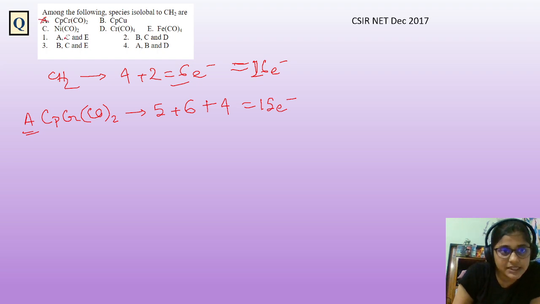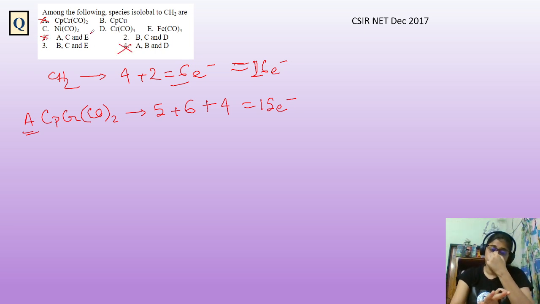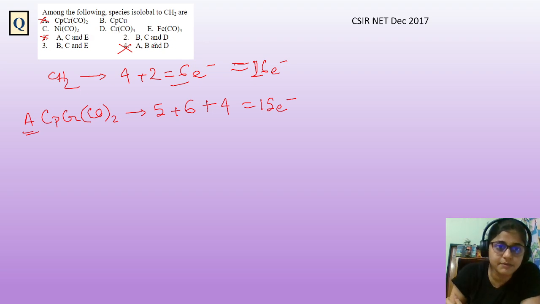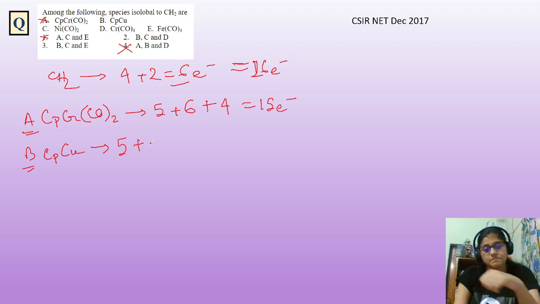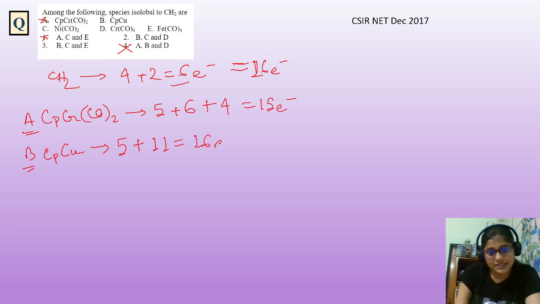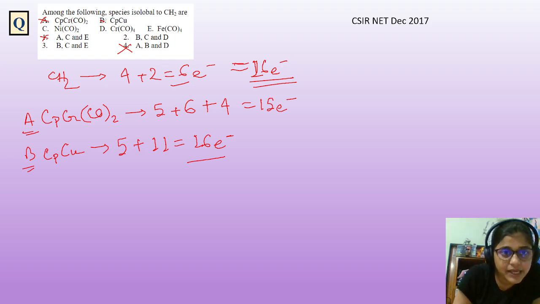Okay. The options having A should now be eliminated. This and this. Okay. These tricks are actually helpful in the exam. So please carefully see it. So B, now B has Cp, Cu. This is 5 and Cu is d9, 11. It will be 16 electron. See, it is isolobal with this, right? So B should be one of the options, but both the options have B. So let's just forget about that.